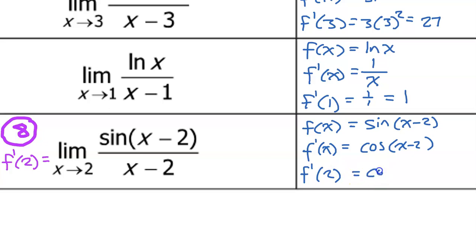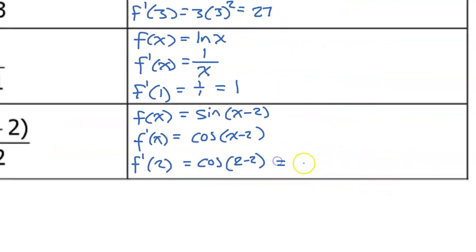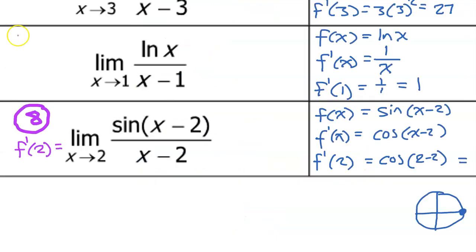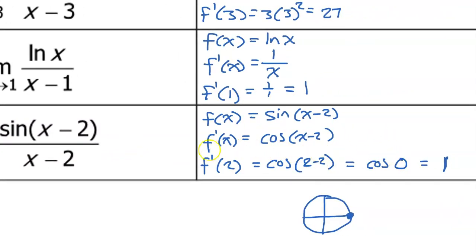So this would be the cosine of 2 minus 2. All right, but this is the cosine of 0. And again, if this is the unit circle, here is 0. Cosine is the x value, and the x value here is 1. So cosine of 0 is 1. So that is the final answer. So if you were given a limit like this and asked to evaluate, the quickest way to evaluate is to realize this is really the derivative of this function evaluated at 2, and use your derivative rules.